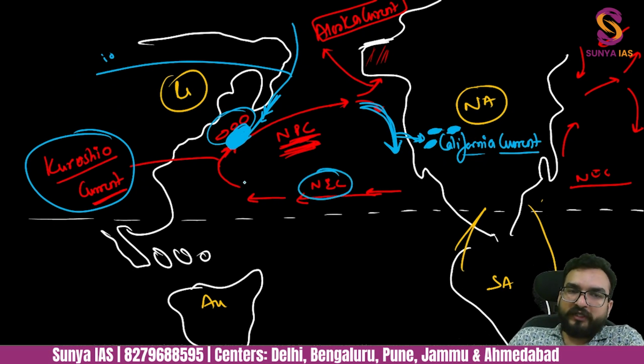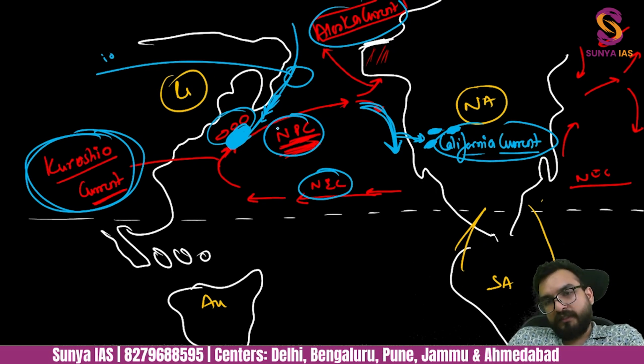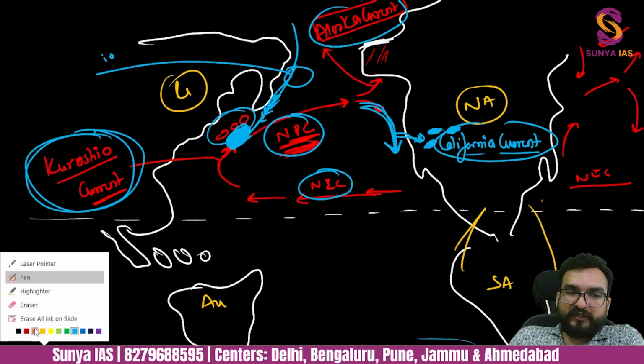We have North Equatorial, Kuroshio, North Pacific current, Alaskan. In the cold currents, California and Oyashio coming from here. Now what about the South Pacific Ocean? South Pacific Ocean, guys. What is happening over here? Again, over here you will see the South Equatorial current flowing like this.